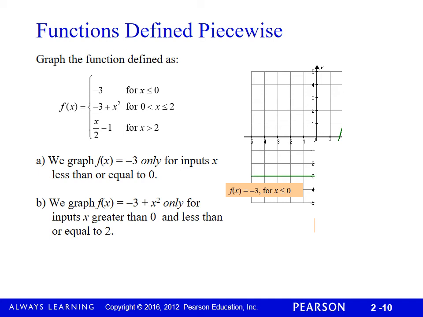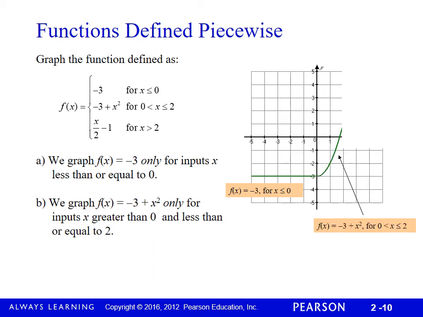Then we're going to graph the second equation, f of x equals negative 3 plus x squared, only for inputs greater than 0 and less than 2. And so this is the next part of the graph between x equals 0 and x equals 2. And this is a quadratic equation. We could pick a couple values, 0, 1, and 2, see their values and then graph that. And also we can see it's a quadratic, so it should have a parabola shape.